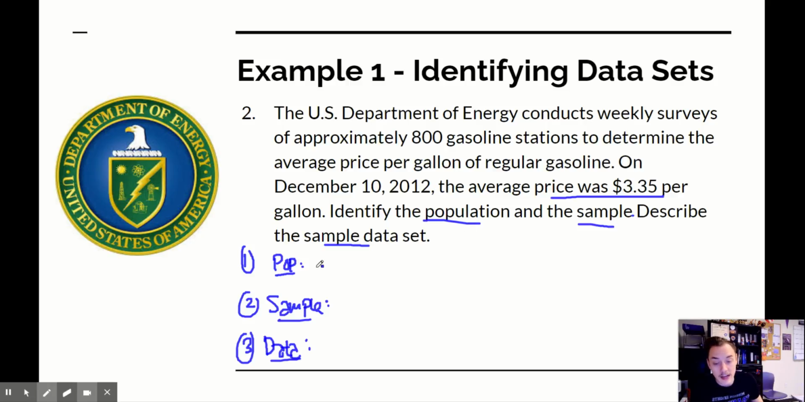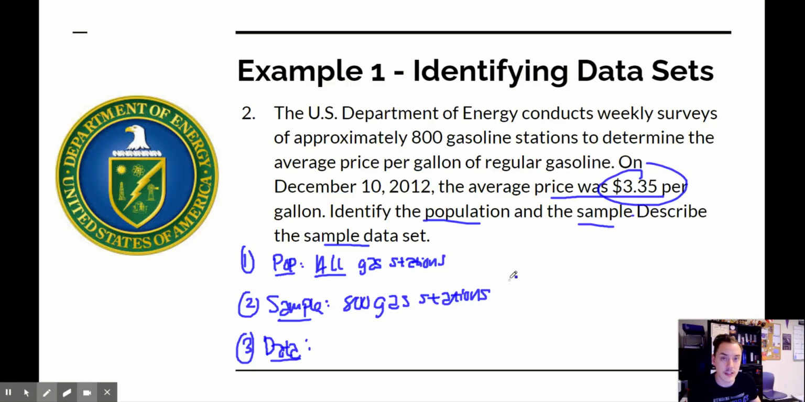So all gas stations, of course, is my population. All gas stations is the population. My sample is really just the 800 that I'm looking at. So the 800 gas stations, that is my sample here. And then my data is going to be what's given to me, so the $3.35 per gallon. That is going to be my data set. Hope that makes sense. Not too difficult.